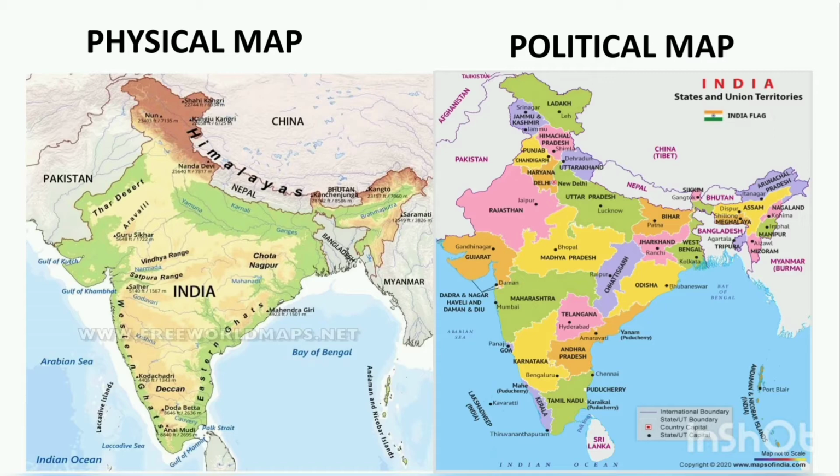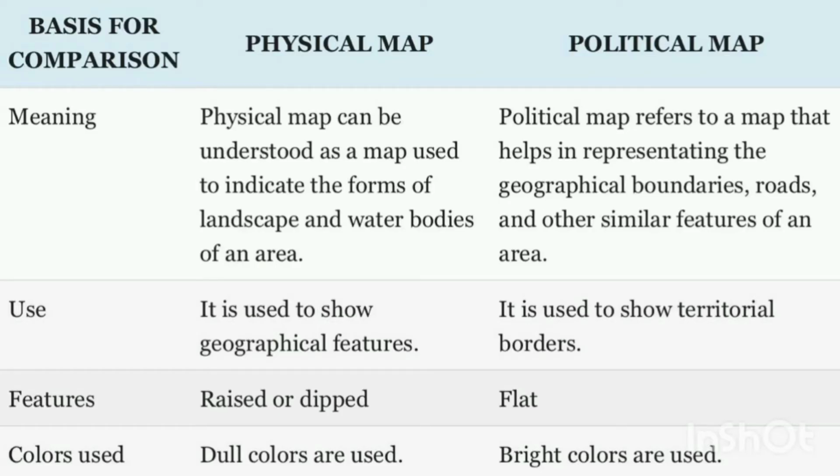Left side you are having the physical map and right one is the political map. You can see the physical map with 3 or 4 colors. That is basically you are having dark brown, yellow, light brown, green and blue color. Whereas you can see the political map which is having dark bright colors. So it shows the demarcations, that is the boundaries, whereas the left one shows only the physical features. It will tell you whether you are having a mountain or a plain or a plateau or a water body. Now let us look into the difference between these two maps.